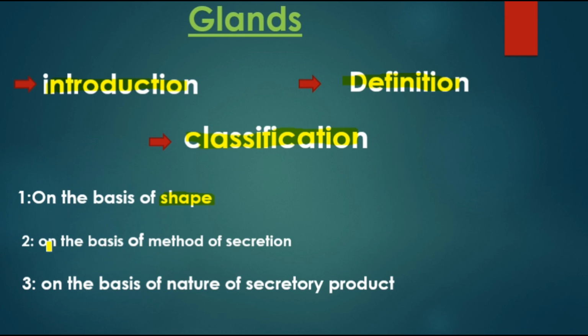The second one is on the basis of the method of secretion, that is, how these glands secrete their product and how these secretions are moved to their target sites. The third one is on the basis of the nature of excretory products. What type of product do they secrete? It may be a carbohydrate product, or it may release a lipid molecule or protein. So this is the nature of the excretory products.